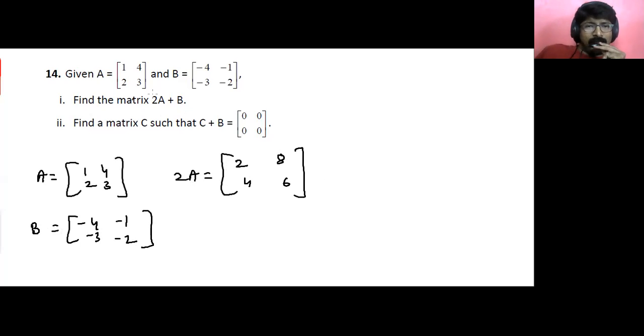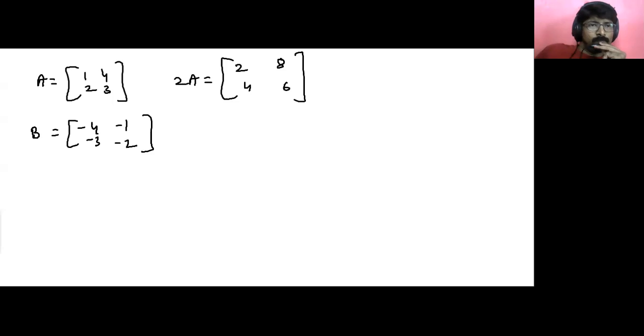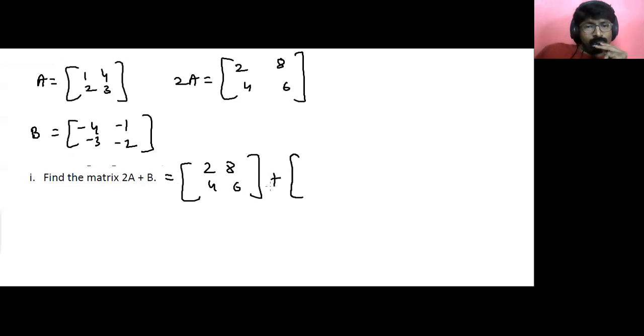So if I want to add this, 2A plus B, how am I going to do this? Look at this, I'm just copy pasting it, guys. I'm supposed to find this value. Now, what is to be done? I'll copy paste this 2A like this, 2, 8, 4, 6, add with plus B, that is minus 4, minus 1, minus 3, minus 2.